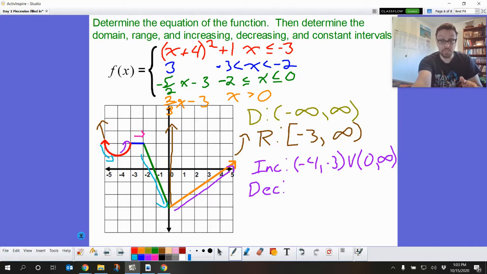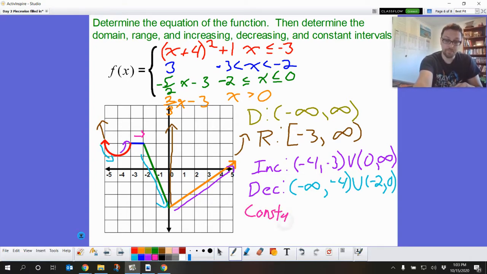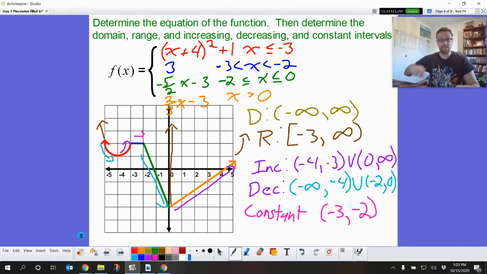Where is this thing decreasing? Well, it's decreasing at the very beginning. It started out decreasing and will continue to do so towards negative infinity, but it stops decreasing at -4. It doesn't start decreasing again until we reach the x value of -2, and it decreases until it reaches 0. Finally, we have a constant chunk. We are constant between -3 and -2. We have a little chunk where it's made a nice flat line.